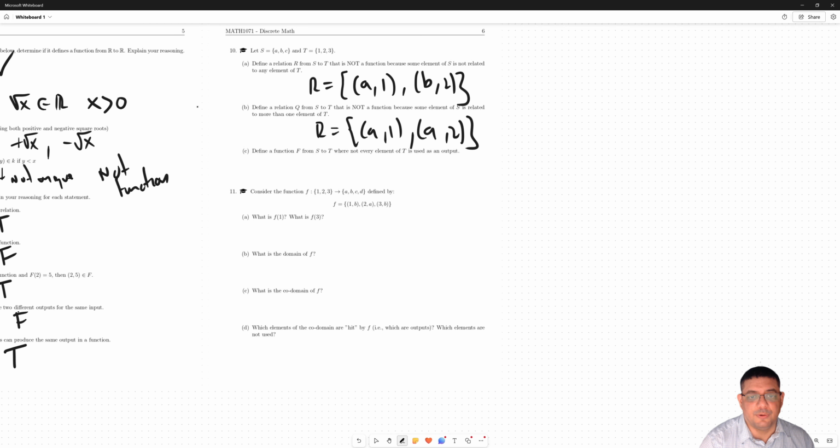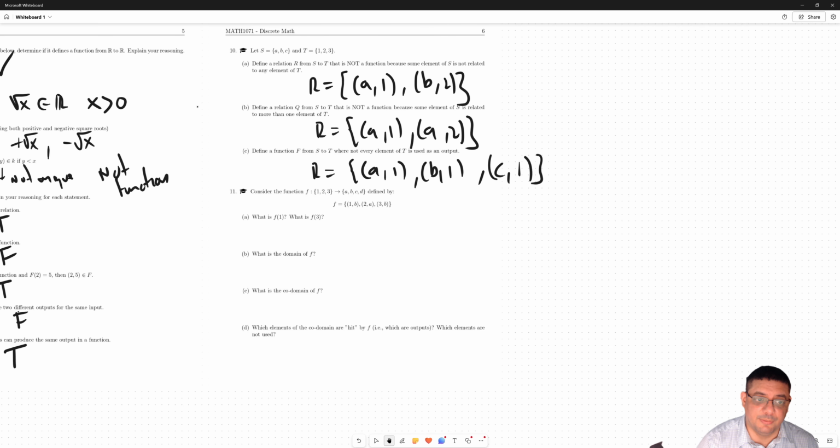Now, define a function from S to T where not every element of T is used as an output. Once again, we can go with the constant function. We can go with A to 1, B to 1, C to 1. So notice that we're sending everyone to 1, which is fine for a function, as long as everything has an output and the same input is not sent to different places.